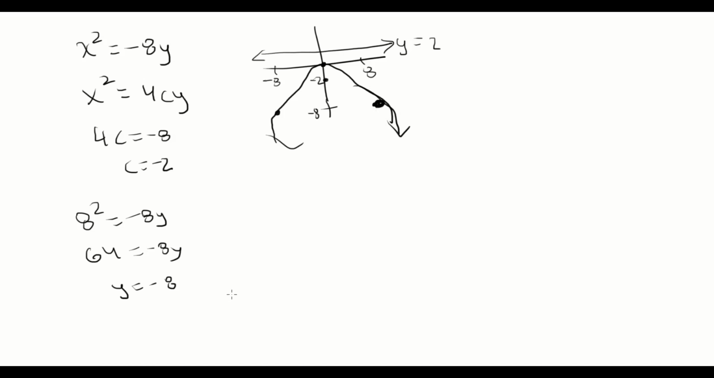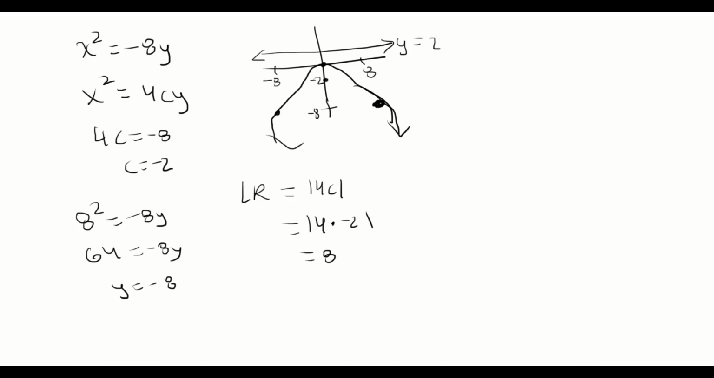And so the vertex is 0, 0. The focus is at 0, negative 2. Directrix is at y equals 2. The length of the latus rectum, we'll call it LR, is the absolute value of 4c, which for us is the absolute value of 4 times negative 2, which is just 8. And then it's symmetric about the y-axis.